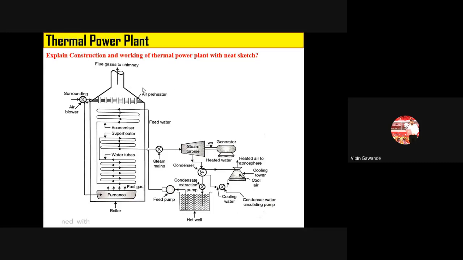The thermal power plant consists of the boiler, steam turbine connected with the generator, then the condenser, hot well and feed pump. From the condenser, water goes to the cooling tower. The function of the boiler is to generate superheated steam. The superheated steam enters the steam turbine and rotates its blades. The heat energy is converted into mechanical energy. The steam turbine is connected with the generator, so the mechanical energy is converted into electrical energy.